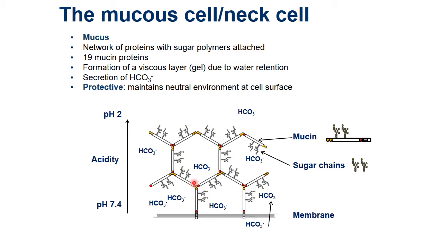So in addition to these mucin proteins, the epithelial cells also secrete bicarbonate. And so this bicarbonate ensures that the pH at the surface of these epithelial cells is neutral. And these bicarbonate ions slowly diffuse through this gel. And as a result, the further you go away from the surface of the epithelial cell, the lower the pH, until it is eventually identical to the inside of the stomach.